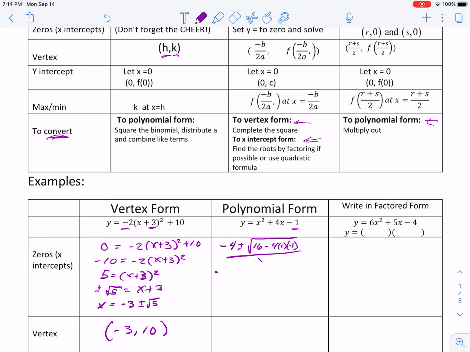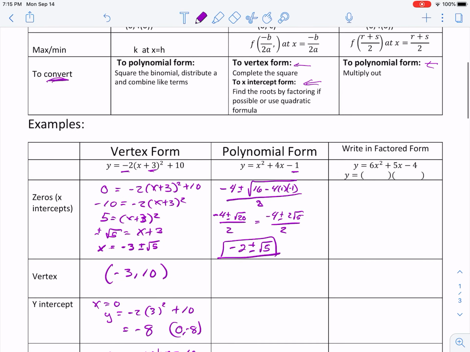So you get negative, that's a 2. Negative 4 plus or minus, this is plus 4, so you get the square root of 20 over 2. Negative 4 plus or minus 4 times 5, so this is 2 root 5 over 2, which you can reduce to negative 2 plus or minus root 5. Do you have to simplify? When the directions say so, yes.